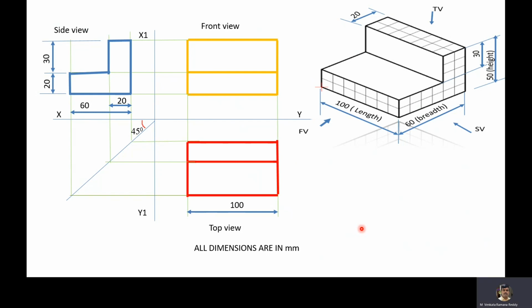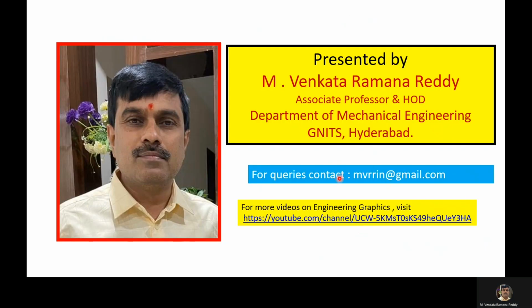That's about converting a pictorial view into orthographic projections, that is, drawing the front view, top view and side view for the given pictorial view.